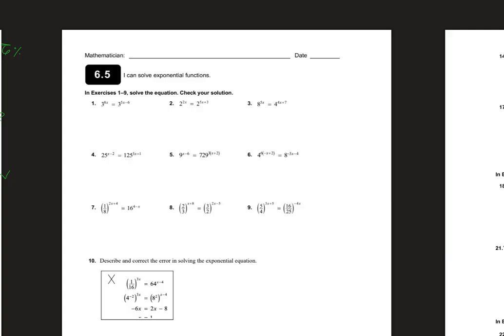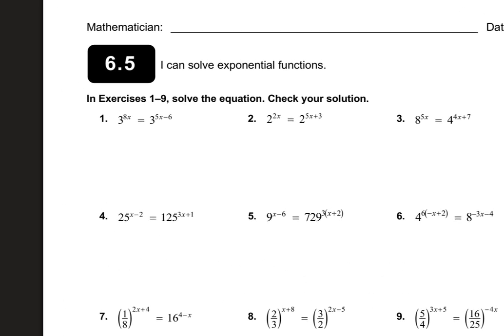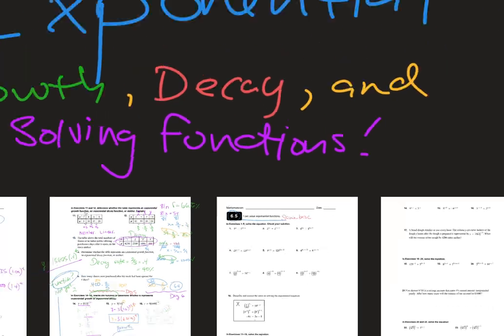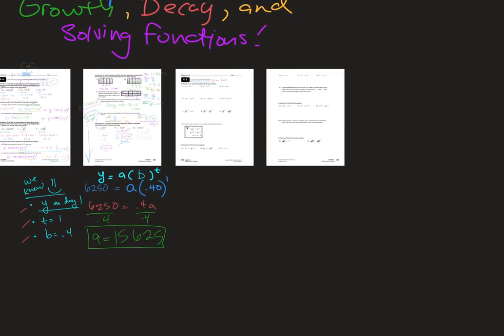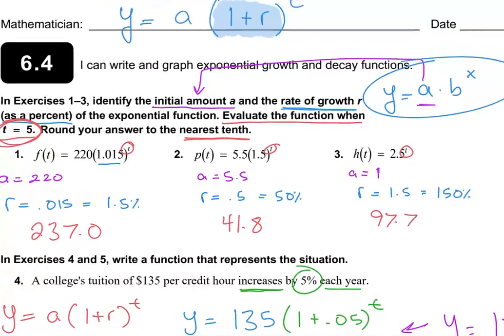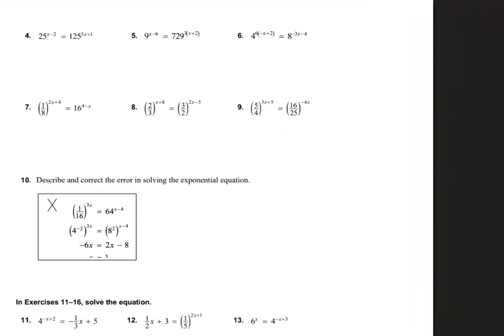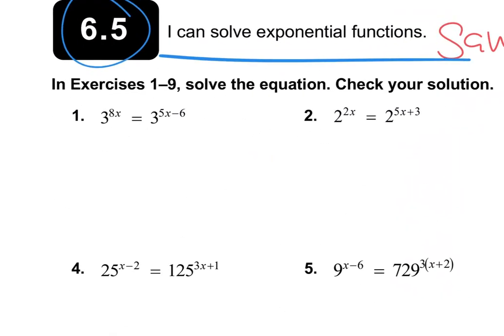All right, 1 through 10 here, we are basically just aiming to have the same base on all of these. And I kind of zoomed out and said, hey, after 1 through 10, we're doing something different because we're on 6.5 now, which is solving exponential functions. That's why up here this said, hey, it's growth, decay, and solving functions. So we just finished the growth and decay portion. Let's jump into solving the functions.